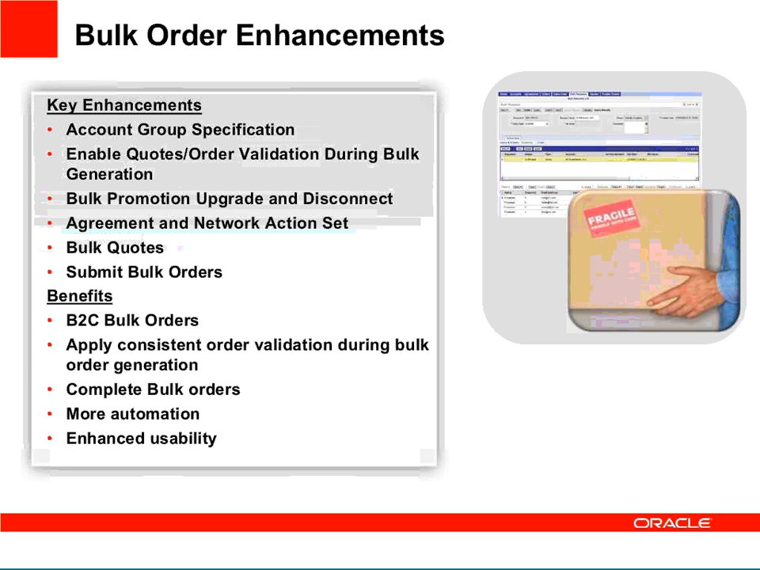These are some of the key enhancements that have been introduced by ACR 499. Account group specification. This helps in the B2C scenario that we discussed earlier. Enable quote order validation during bulk request. Bulk promotion upgrade and disconnect is also supported. New action sets like agreements and network have been introduced. You can also create bulk codes using these enhancements. Bulk orders can also be submitted to the downstream system for fulfillment. This can be done from the bulk request queue.